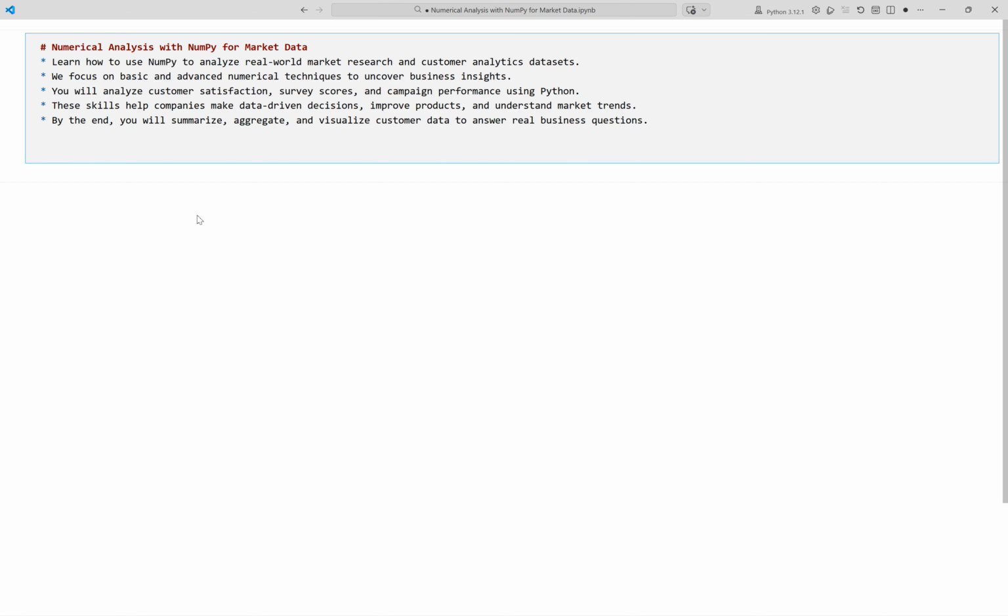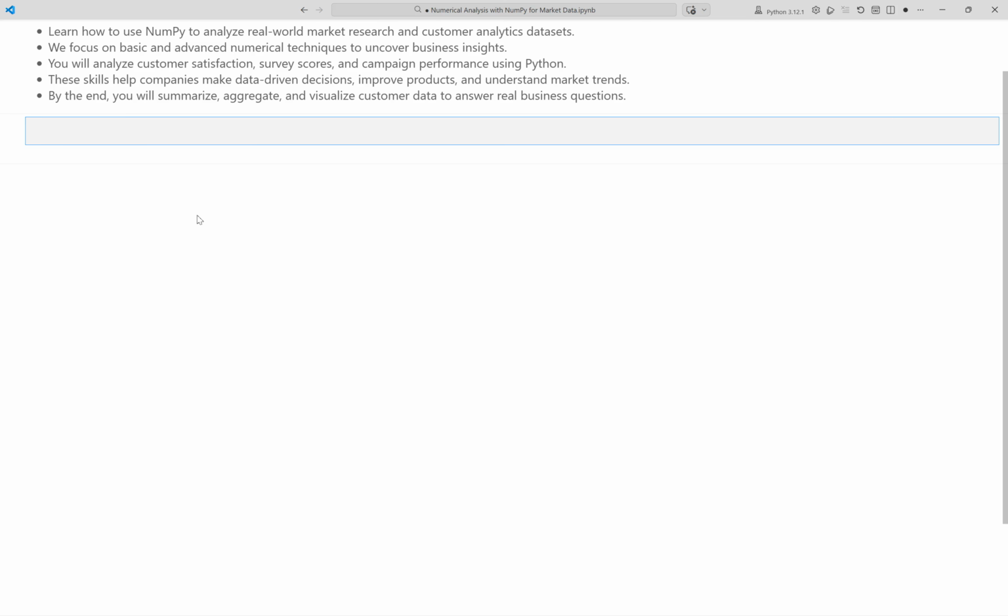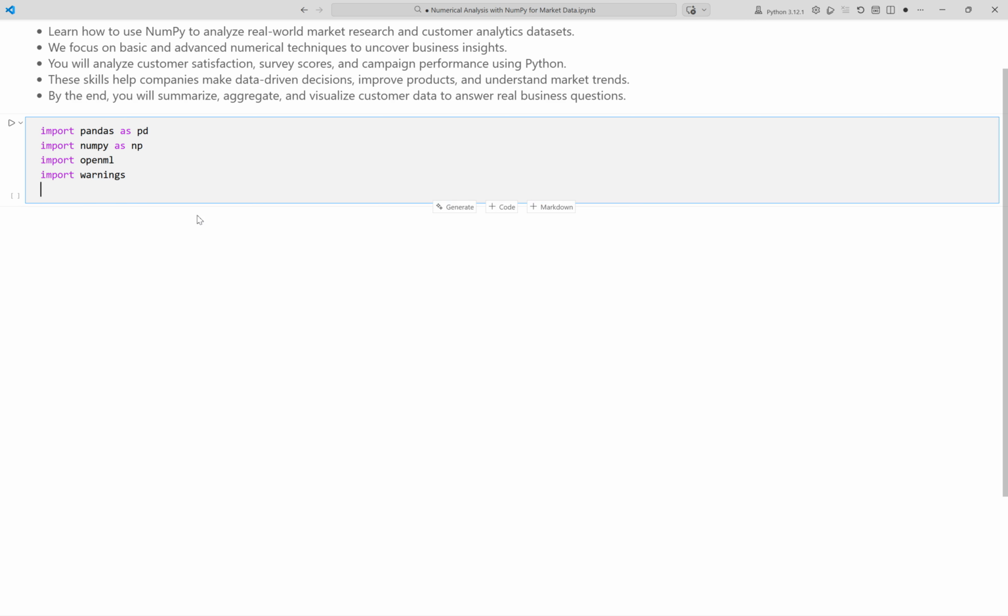Running the cell now. We import pandas to handle data frames for market research analysis. NumPy is imported to perform powerful numerical calculations and aggregations. OpenML is used to load real public market research datasets. We import warnings to manage warning messages. Warning messages are suppressed for clarity in notebook outputs. Running the cell now.